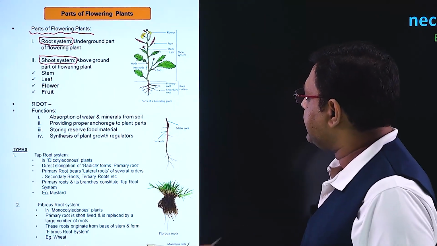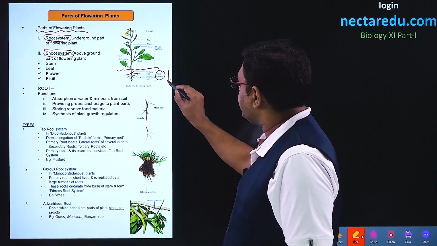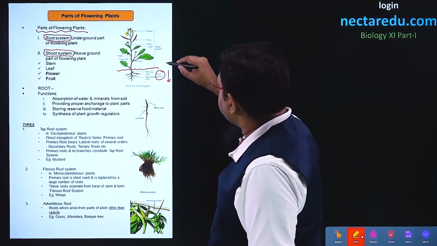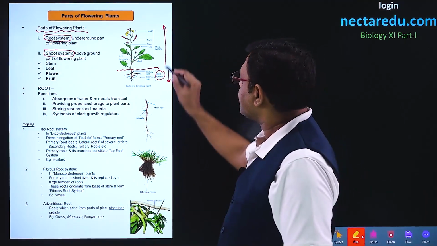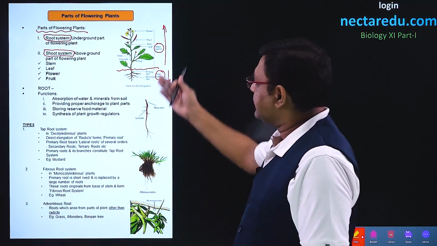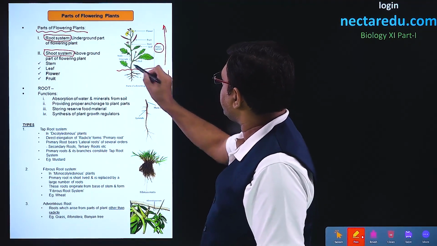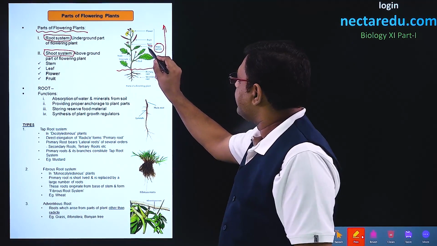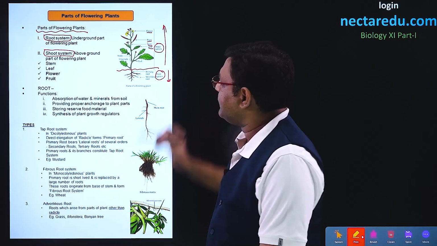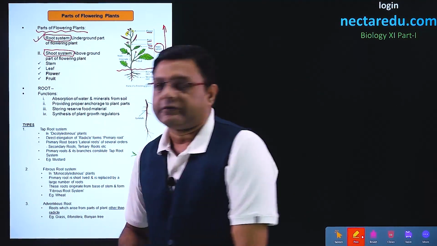So, if we see in this particular diagram, the root system is the part which is present below the ground. So, the underground part is called the root system and the part which is present above the ground is called the shoot system. Now, if we talk of the shoot system, the major parts of the shoot system are, first, the stem. So, this is the stem which has gone up. Then there will be leaves present on the stem. There will be fruit and there will be flower. After this, we will look into the details of the shoot system.